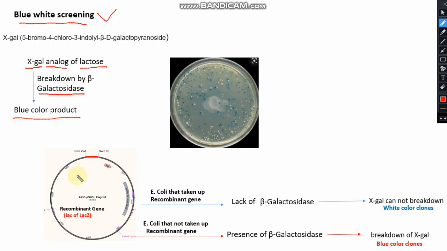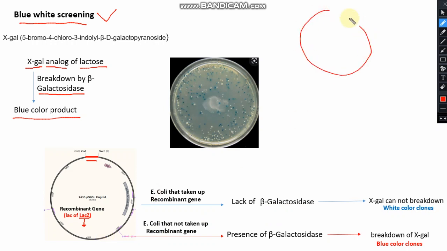So this is our recombinant gene. You see here this recombinant gene is already inserted. So this is actually the recombinant plasmid, right? And as I mentioned in my earlier slide, when we insert our gene of interest, the lacZ gene is partly removed. So this lacZ gene no longer works, and no longer produces the beta-galactosidase, because beta-galactosidase is encoded by the lacZ gene.